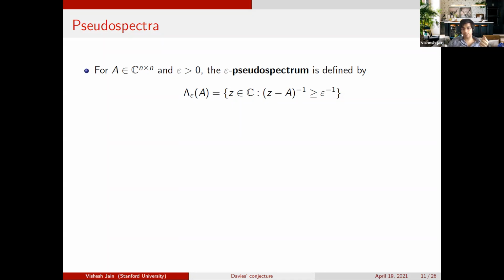The pseudospectrum is a robust notion of the spectrum in the following sense. If you look at the resolvent, so if I have a matrix A and I look at the resolvent (z minus A) inverse, then the eigenvalues are exactly the poles of the resolvent.